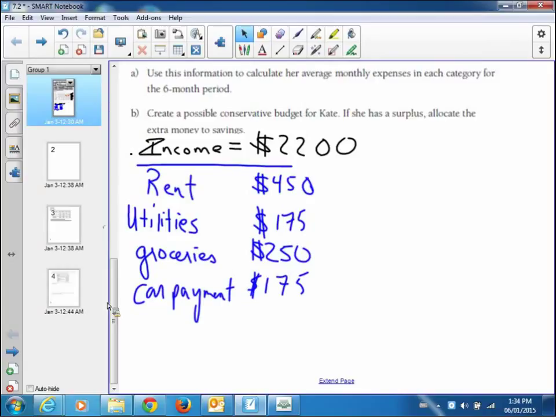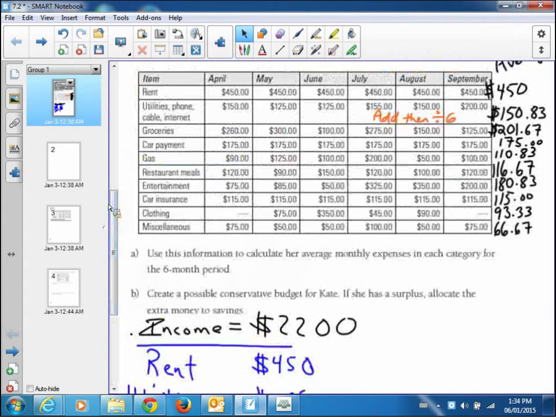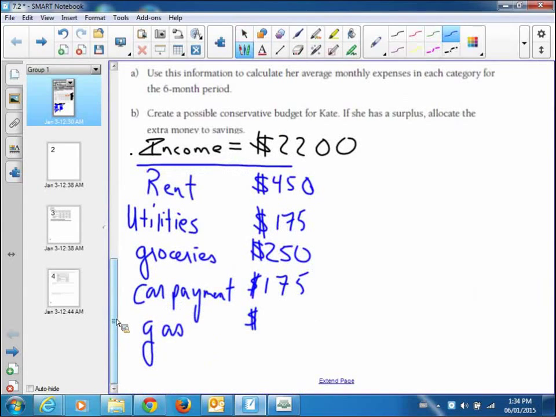Then you've got to think about the next thing here. Gas. What's a good guesstimate for gas in a month? Wasn't that up and down on 90? 150. She's the budget girl here. Okay, after gas. Oh, restaurants was a separate category.